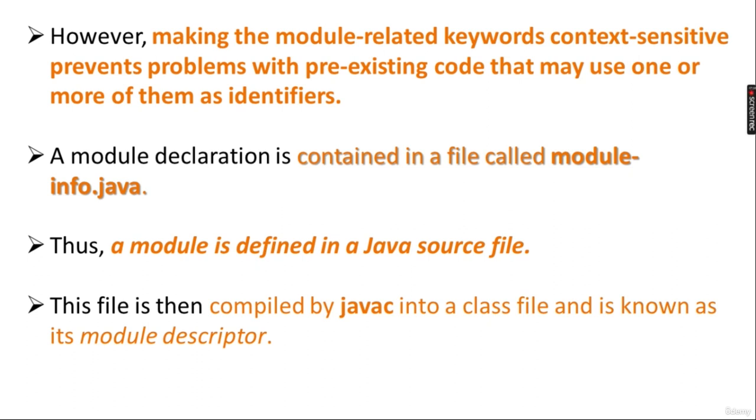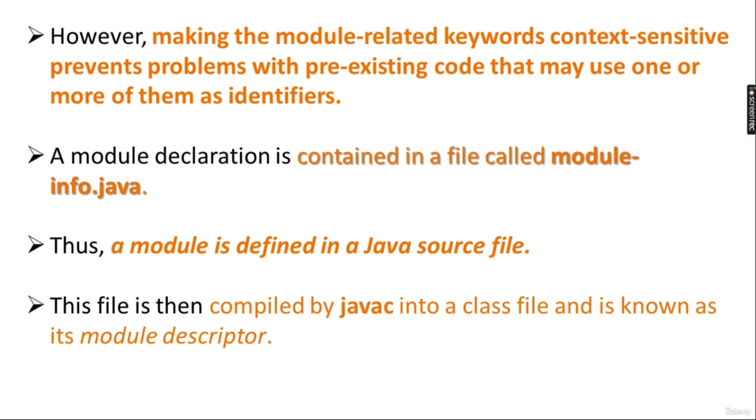Making the module related keywords context sensitive prevents problems with pre-existing code that may use one or more of them as identifiers. What this line is telling you is that making the module related keywords that we have seen in the previous slide context sensitive means they will be used in a particular context, preventing problems with already existing or legacy code that may use one or more of the keywords as identifiers.